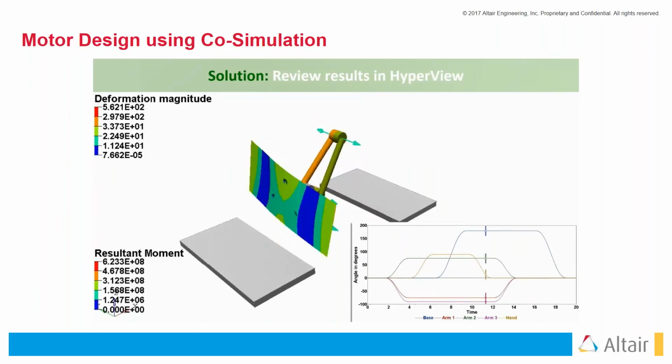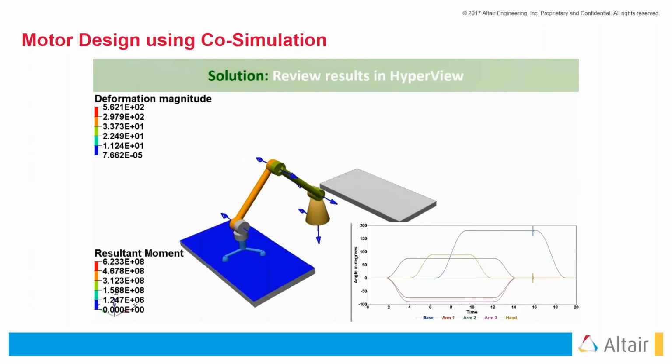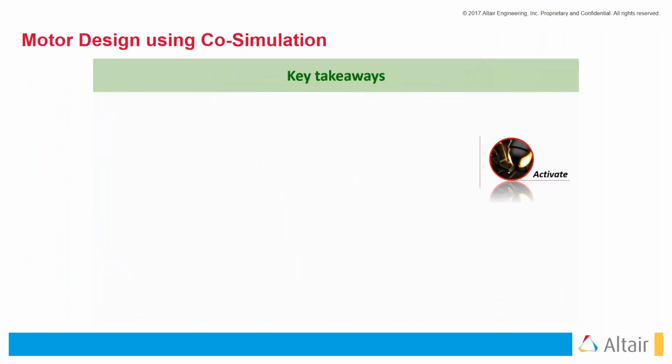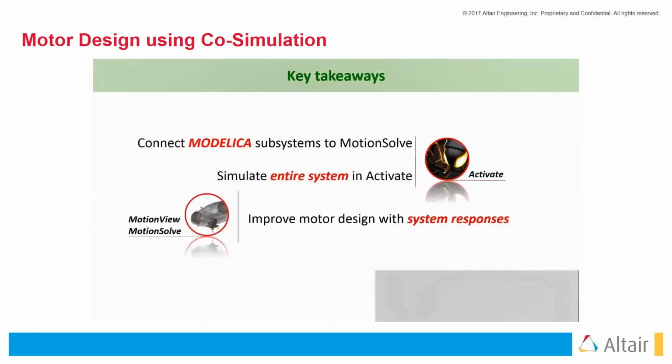Here you can see the 3D results compared. You can see the similar 1D results as well, how the arm moves and the joints move. So the key takeaways of this co-simulation are: connect the Modelica subsystem to MotionSolve, and simulate the entire system in Activate, both the plant and control model. How are you going to improve or design the system responses? You can fine tune that as well.